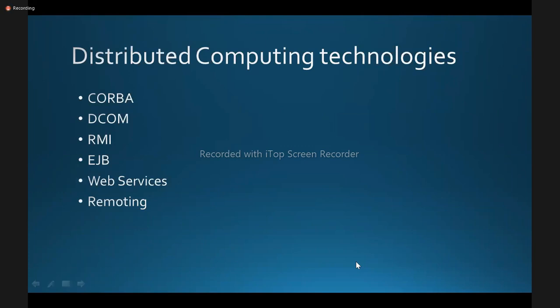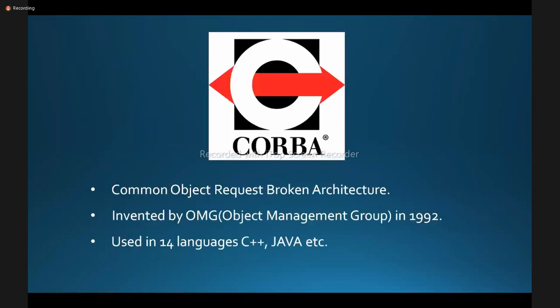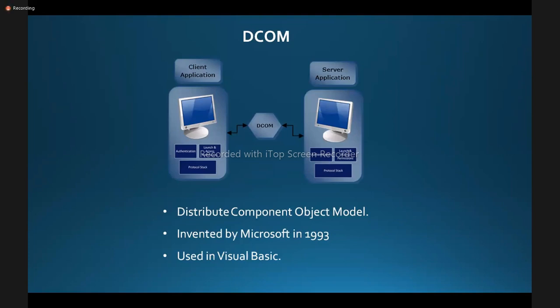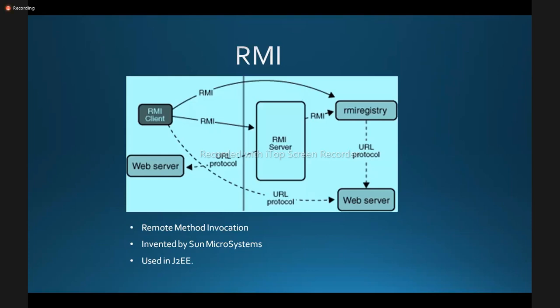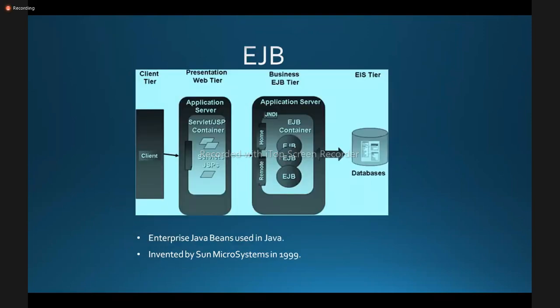These are distributed computing technologies: Corba, DCOM, RMI, EJB, web services, remoting. Corba is Common Object Request Broker Architecture, invented by the OMG Group in 1992, and used in more than 14 languages. DCOM, Distributed Component Object Model, was invented by Microsoft and is used in languages like Visual Basic. RMI, Remote Method Invocation, was invented by Sun Microsystems and used in J2EE.